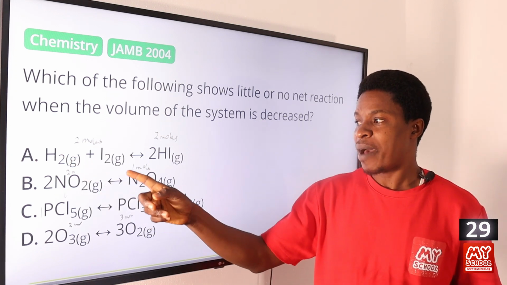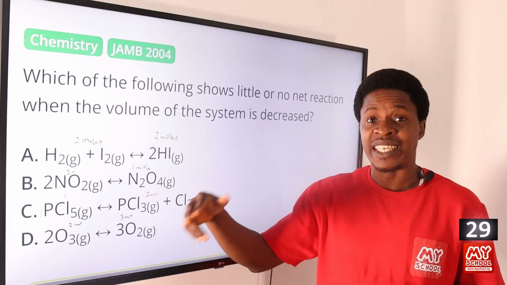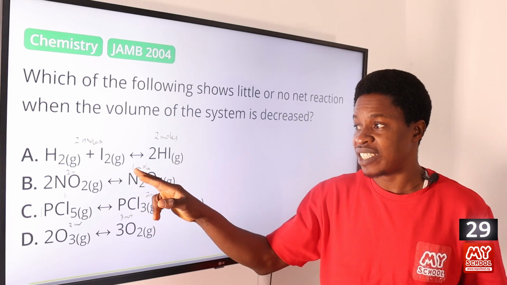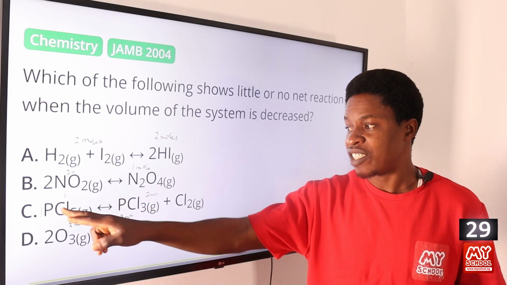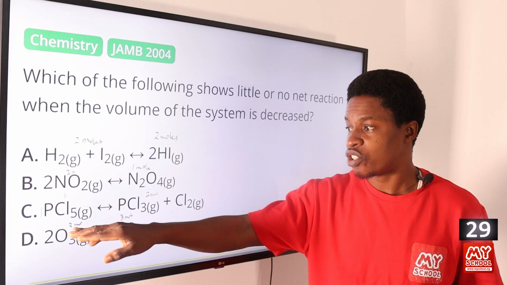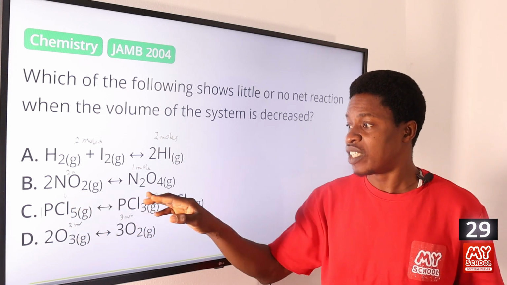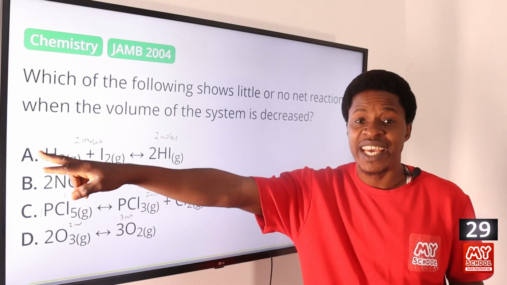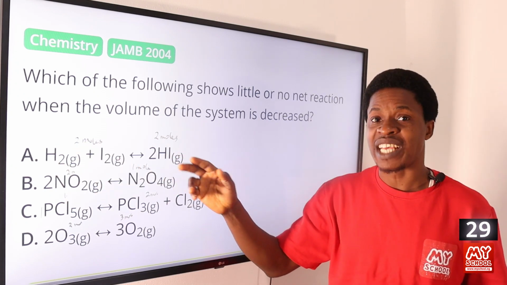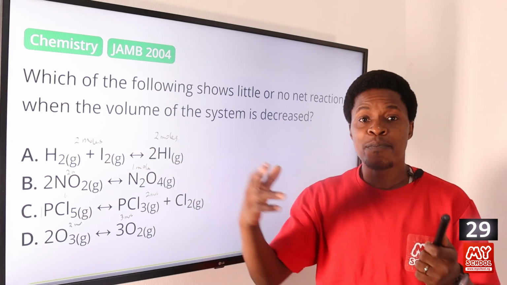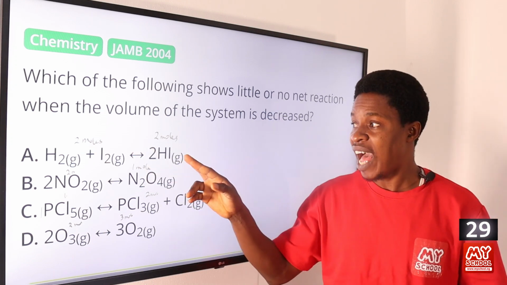So which means by default, an increase in pressure will favor this side that has lesser number of moles. Look at this also, an increase will favor this side that has less number of moles. This side will be favored. But you discover that we have variation in the number of moles. But in only A, we have 2 moles on the left hand side and 2 moles on the right hand side. So once this happens, pressure has no effect on this.